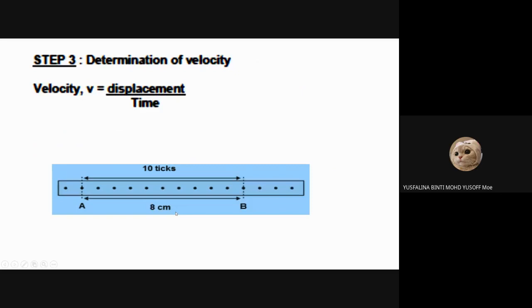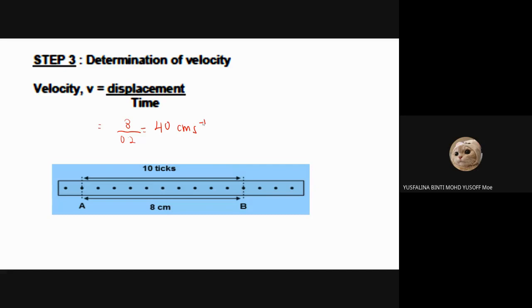Then determine the velocity. This is the formula for velocity: displacement divided by time. You already know the displacement is 8 cm, and the time taken for 10 ticks we already counted before is 0.2. So 8 divided by 0.2, you will get 40. So 40 cm s^-1. This is the velocity.